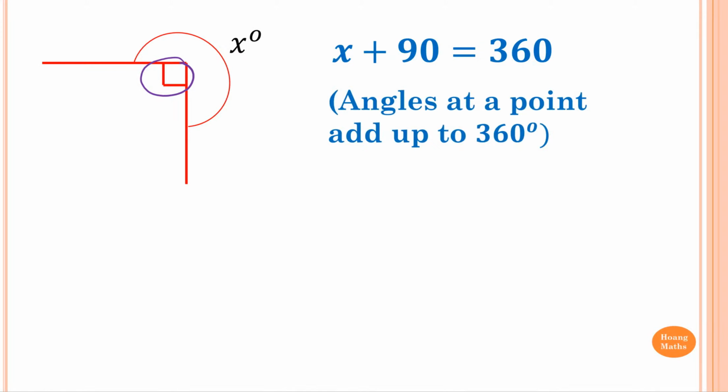Second example. So this symbol here is equal to 90 degrees. So we know that X plus 90 is equal to 360. And do not forget to give the reason as well. So the rule is angles at a point add up to 360 degrees. To find X, we minus 90 to get rid of it, and minus 90 as well. So 360 minus 90 is 270. So therefore, X is 270.